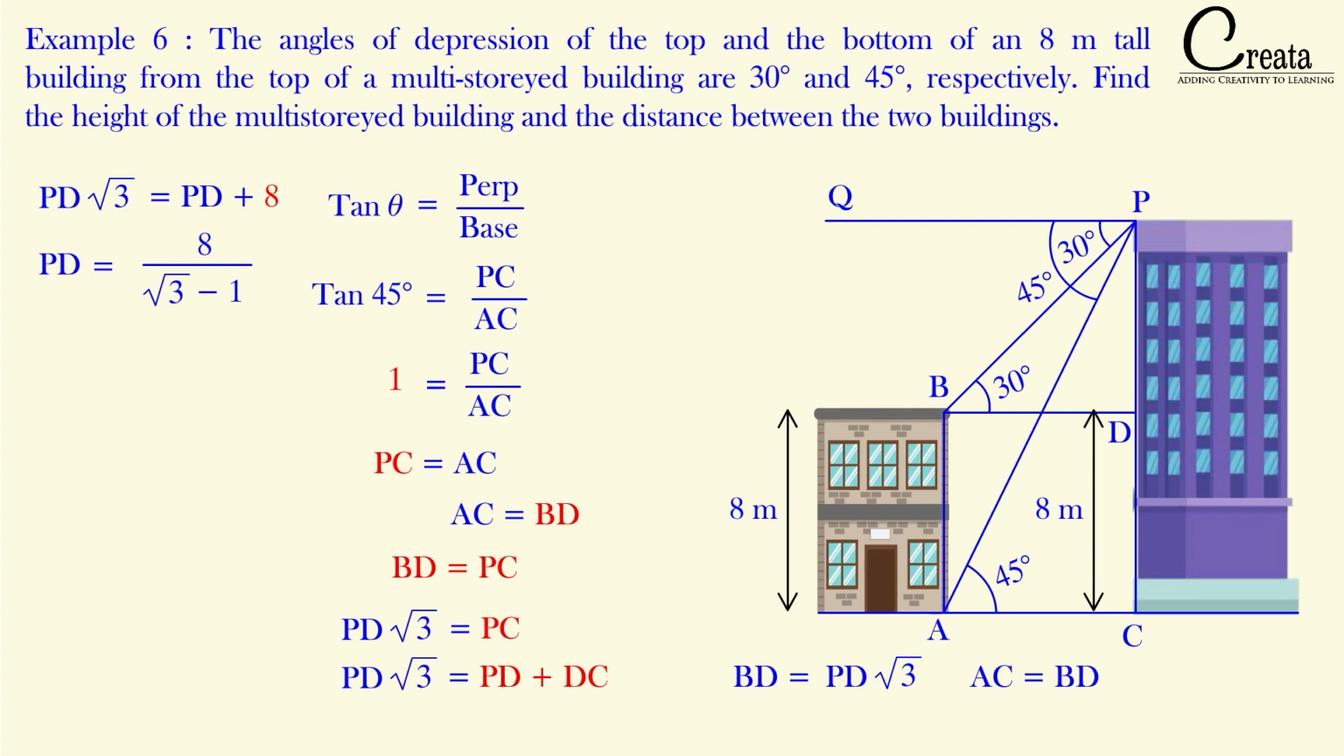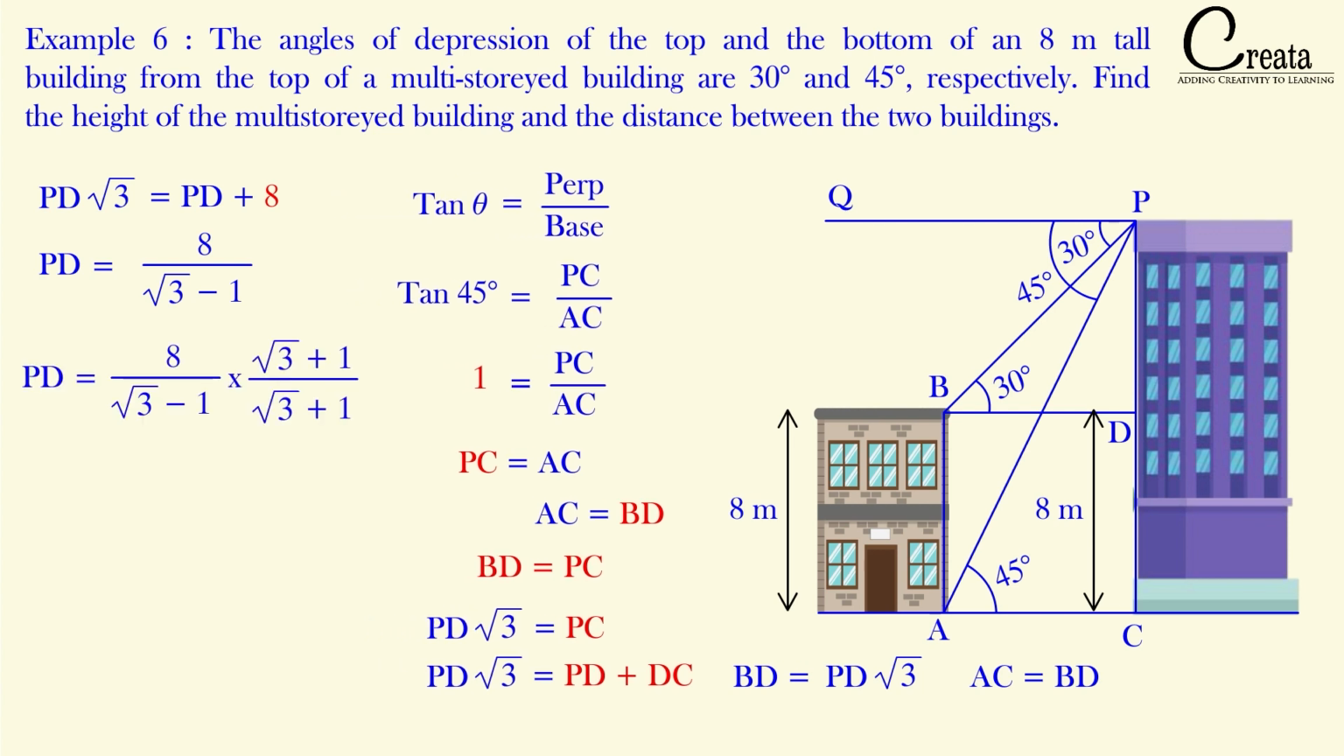But here we will use the alternative method, that is, we will use rationalization. Let's multiply the numerator and denominator with root 3 plus 1. Here in the denominator, we got root 3 plus 1 into root 3 minus 1, which is resembling a plus b into a minus b, which is a square minus b square, the simple algebra. So on solving, we got PD as 4 into root 3 plus 1 meters.